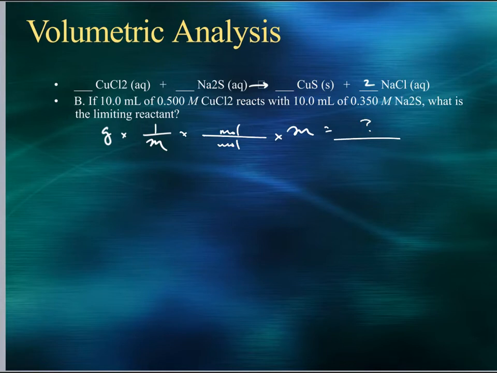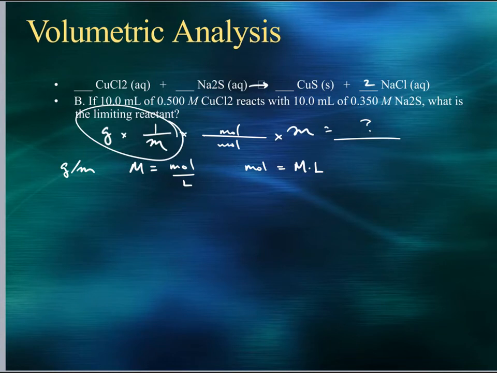Instead of that being the setup, how we calculate moles isn't grams divided by molar mass anymore. This time, if we go back to my molarity equals moles over liters formula, getting moles by itself is just molarity times liters. So basically all we're doing is taking this part of the stoichiometry equation we were doing before and replacing it with this.